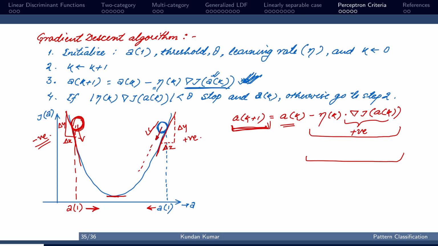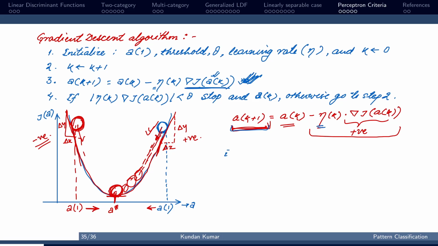Our solution vector will oscillate on this curve, and when it settles down, it will come to the global minimum, and here we will get our solution vector. That means iteratively it will come to the solution. Here eta plays a very important role in updating the weight. Basically eta defines how fast the weights are updating in consecutive iterations.